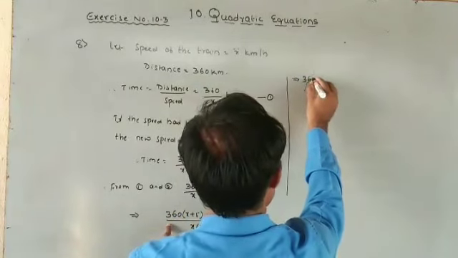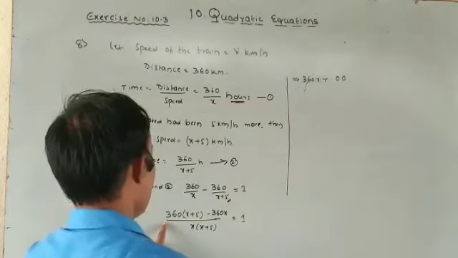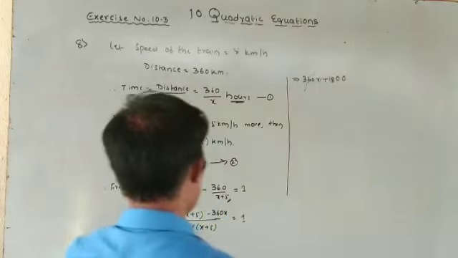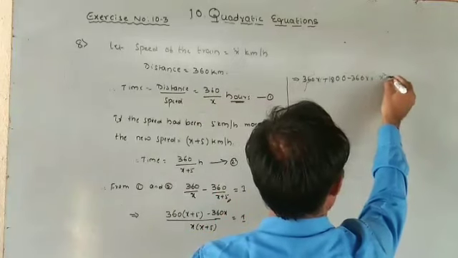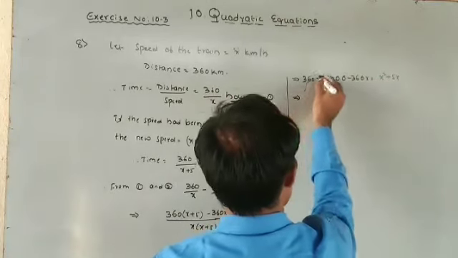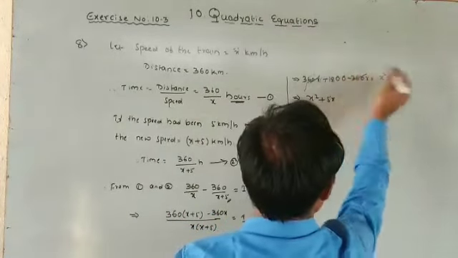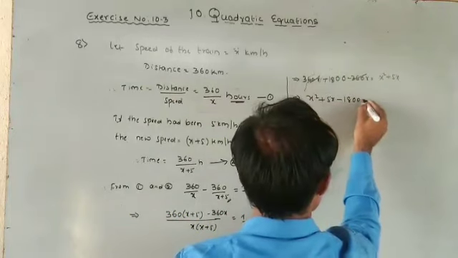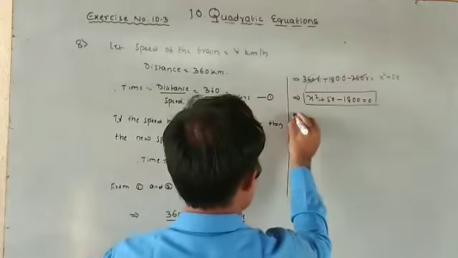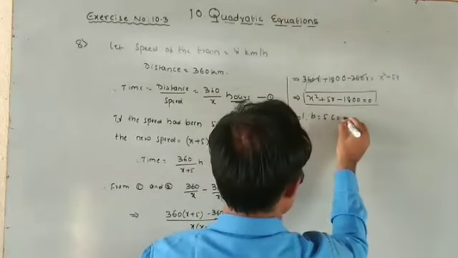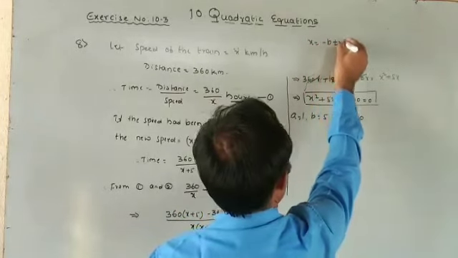Now one condition they have given: it would have taken 1 hour less for the same journey. Now just compare 1 and 2. 360 divided by x, and 360 divided by x plus 5. Which is greater among these two? In the second one, the denominator is more than the first one, which means the value decreases. So the first is the greater value as compared to the second.